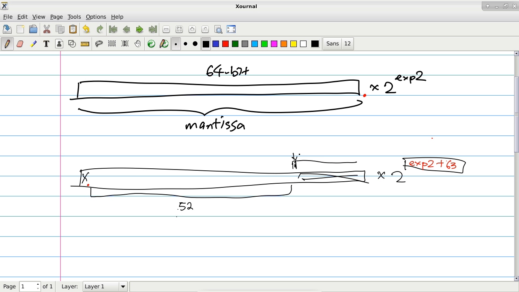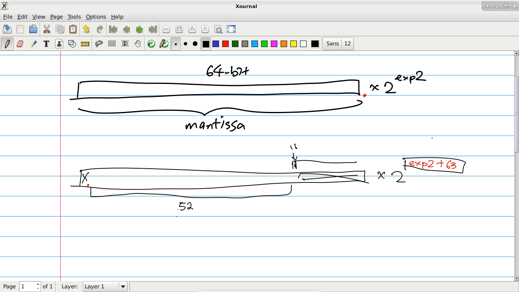No, it cannot be 2. There are 53 bits over here, okay? 11, exactly. So if this is bit 11, that means we have to shift by 11 bits. Does it make sense?